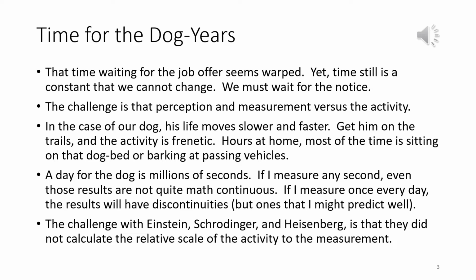Now, let's focus on time based upon an example we all know. Dog years. For dogs, an entire lifetime gets packed into 10 years, when humans live for 80. In the case of our dog, Henry, his life moves, at times, slower and faster. Get him on the trails, and the activity is frenetic. Hours at home, most of the time is sitting on that dog bed or barking at passing vehicles. A day for the dog is millions of seconds.